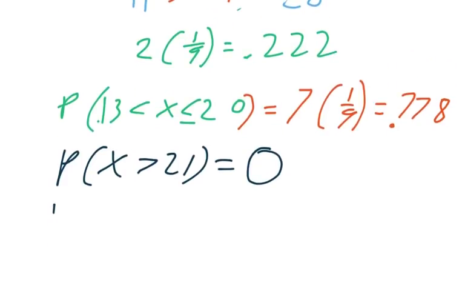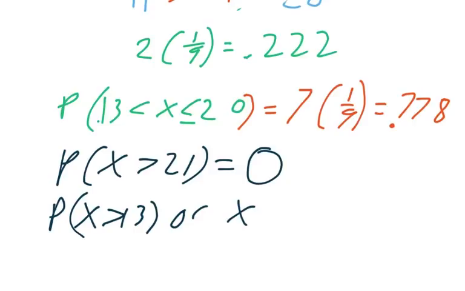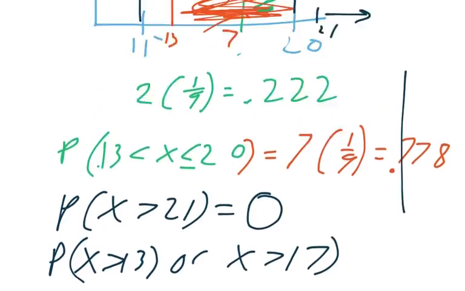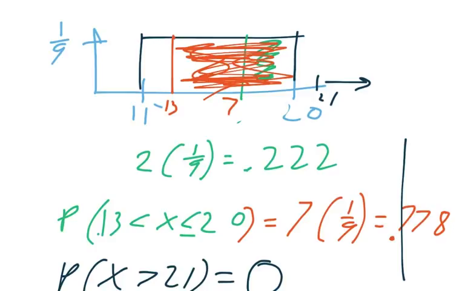And finally, the probability that x is bigger than 13 or x is bigger than 17. So let me go back up to this graph.